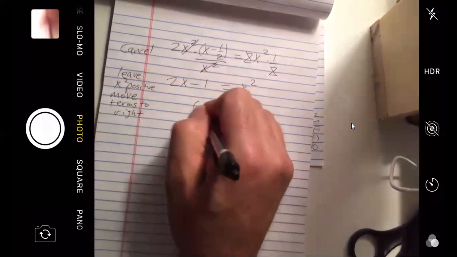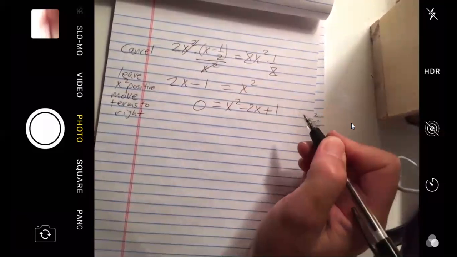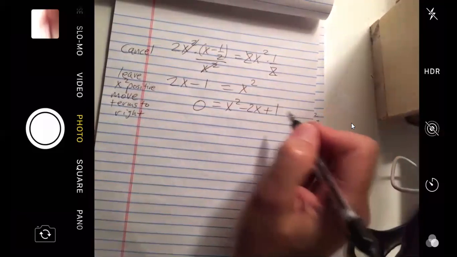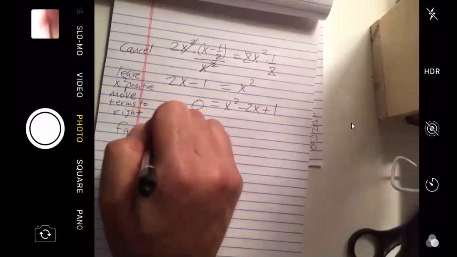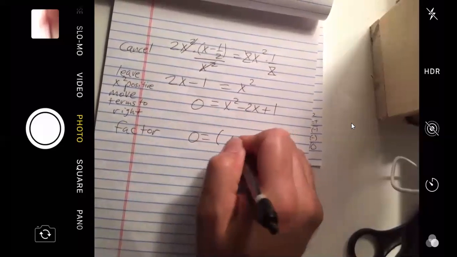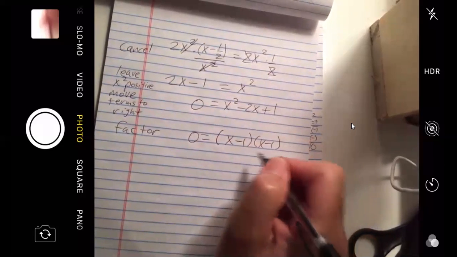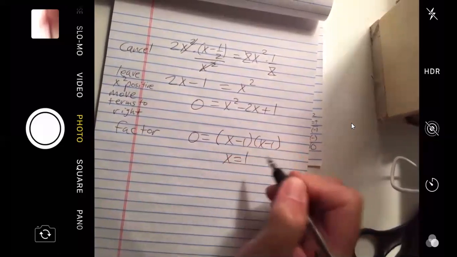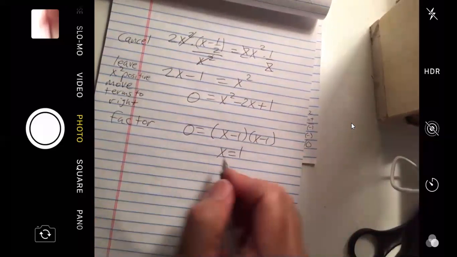So I'm going to move my terms to the right on this one. So that'll put a 0 here, x squared minus 2x, and add 1. We're finally ready to factor. Hope everybody sees an x minus 1 and an x minus 1. Both factors give you x equals 1, so you'll have to write it once. You don't have to write it out twice.